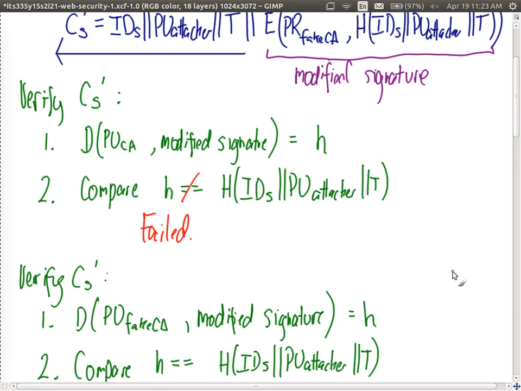Because it's the right key. The plain text was the hash of IDS, PU attacker and T, encrypted with the private key of the fake CA. Therefore, if we decrypt with the correct key, the public key of the fake CA, the output will be the original plain text, the hash of IDS, PU attacker T. That's lowercase h. Compare it to the hash of IDS, PU attacker T. They are the same. Therefore, they do match.